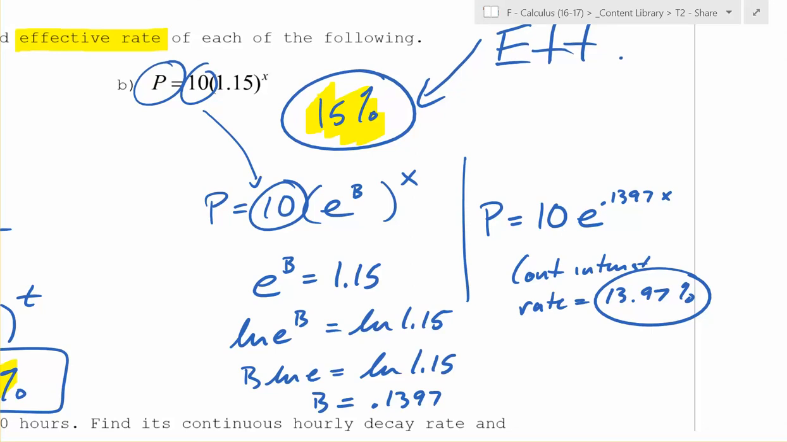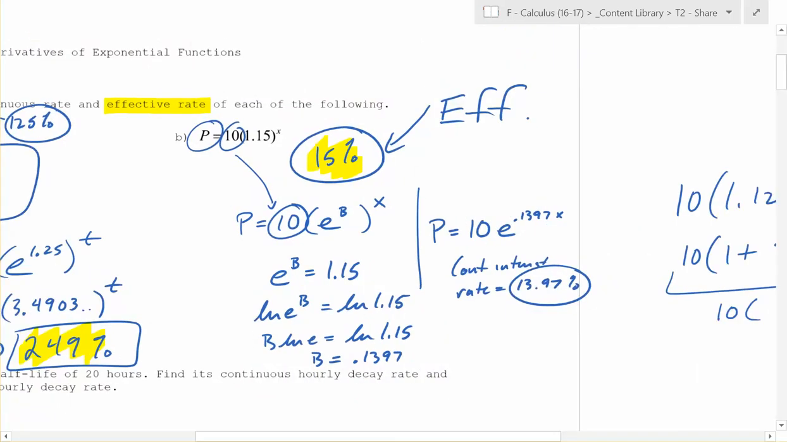Why does it make sense that the continuous interest rate is less than the effective? What's more powerful? Continuous is more powerful. Continuous earns you more money over time. So if you want to earn the same amount of money compared to an effective interest rate, which is yearly, it should be lower. This allows you to compare plans.